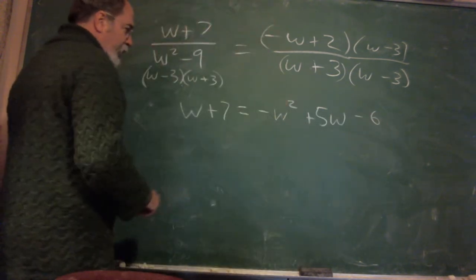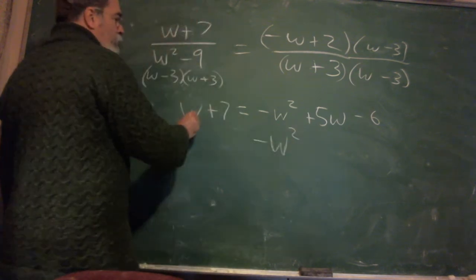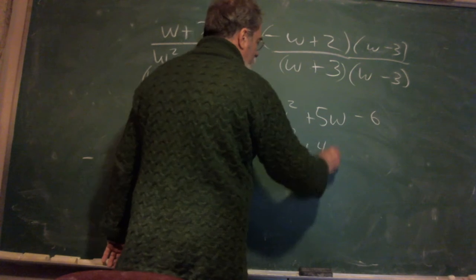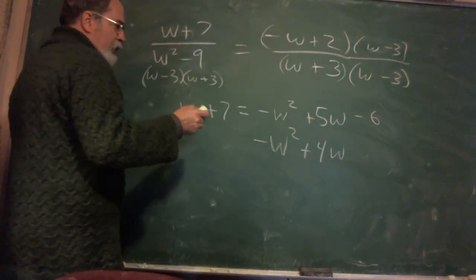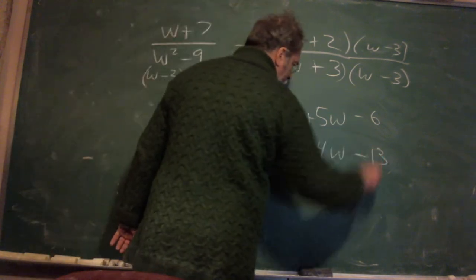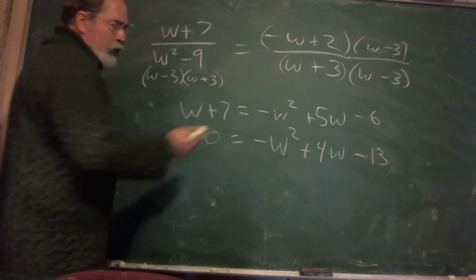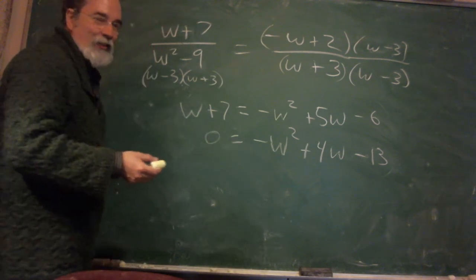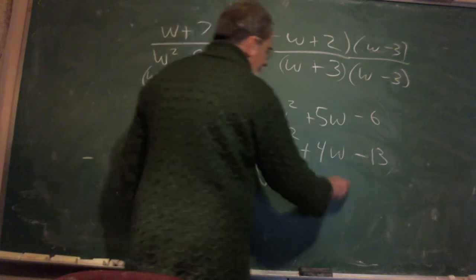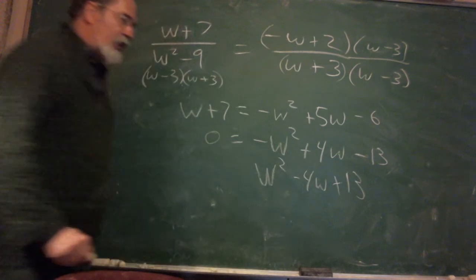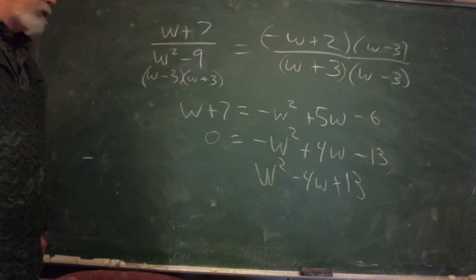Let's put everything over to the right-hand side. Negative w squared minus w is plus 4w. And then negative 6, take away 7, is minus 13. Well, let's see. That's equal to 0. I'm going to multiply through by negative 1. W squared minus 4w plus 13. And 13 doesn't factor. It's just 13 times 1. This looks like a job for the quadratic formula.